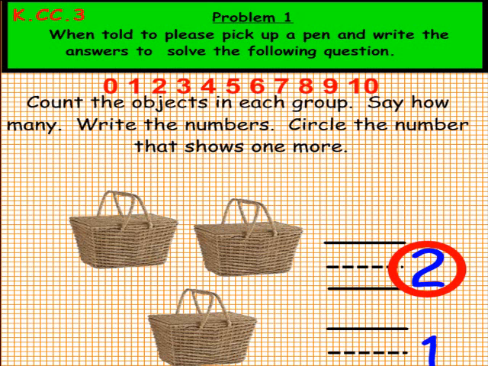If you would please, have another student come up to the smartboard. And while they're doing that, if you would please pick up an eraser and erase your smartboard. Thank you.